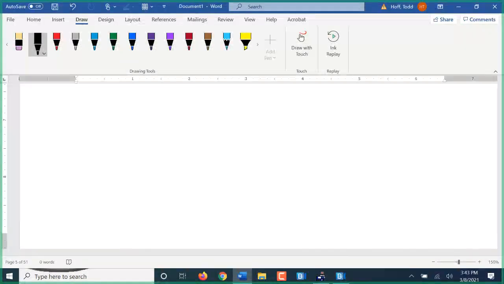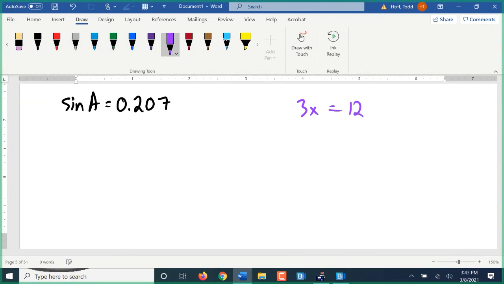So how about going the other direction? If I tell you that the sine of an angle is 0.207, how do I know what that angle is? Well, this is really an equation. I could just say the sine of x equals 0.207. It's just solving the equation. Just like if I had 3x equals 12, how do I solve that? X was multiplied by 3, so I did what's called the inverse. I divided by 3. X equals 4.